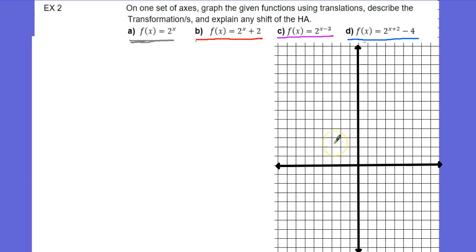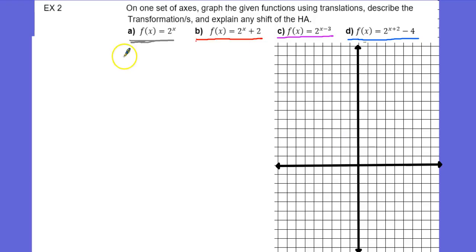Okay, so what we're going to do is, on the same axis, graph the given functions using translations of the original function, the base function that doesn't have any shifts in it. And then we'll describe the transformation. Sorry, it's a capital T, it's not supposed to be. I don't think on your paper it's a capital T. Okay? And explain any shift of the horizontal asymptote. So we're going to do all of that.